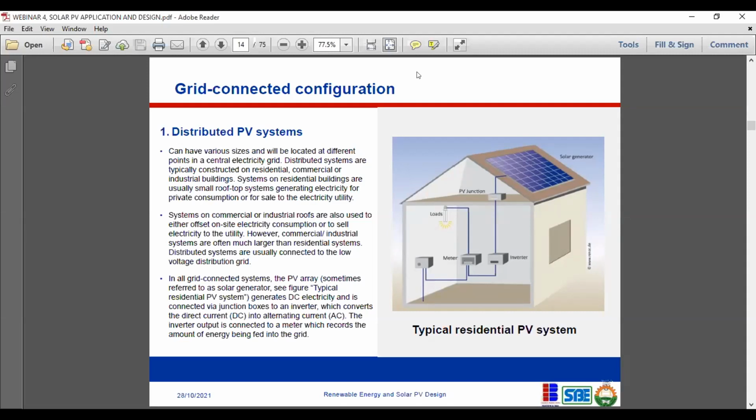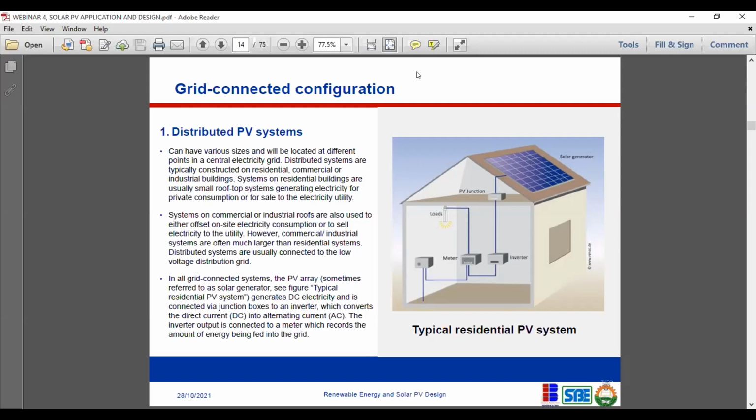So distributed systems are typically constructed on residential, commercial, or industrial buildings. Systems on residential buildings are usually small rooftop systems generating electricity for private consumption or for sale to the electricity grid. I've explained this before now. Systems on commercial and industrial roofs are also used to either offset on-site electricity consumption or to sell electricity to the utility. However, commercial and industrial systems are often much larger than the residential systems. Distributed systems are usually connected to the low voltage distribution grid.